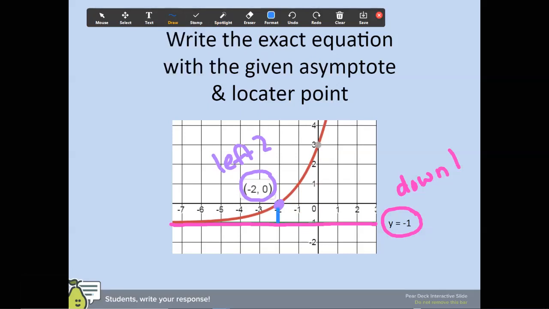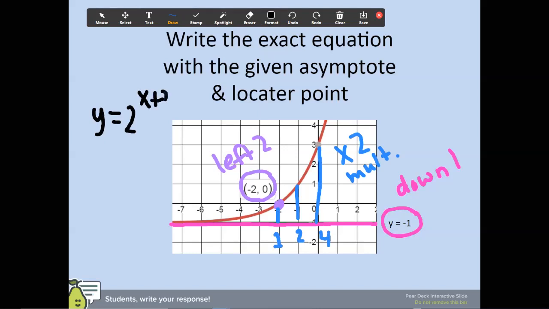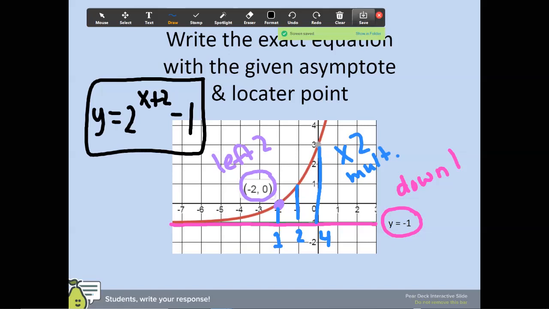This distance here, that height is 1. This height is 2. This height is 4, okay? So what I'm doing every time is I'm timesing by 2. I'm doubling. So that is my multiplier. So then my equation is going to be y equal to, because I'm timesing by 2, I'm doubling every time. And then I moved it to the left 2, so x plus 2. And then I moved it down 1, minus 1. And that is our equation. Okay, so our next one.